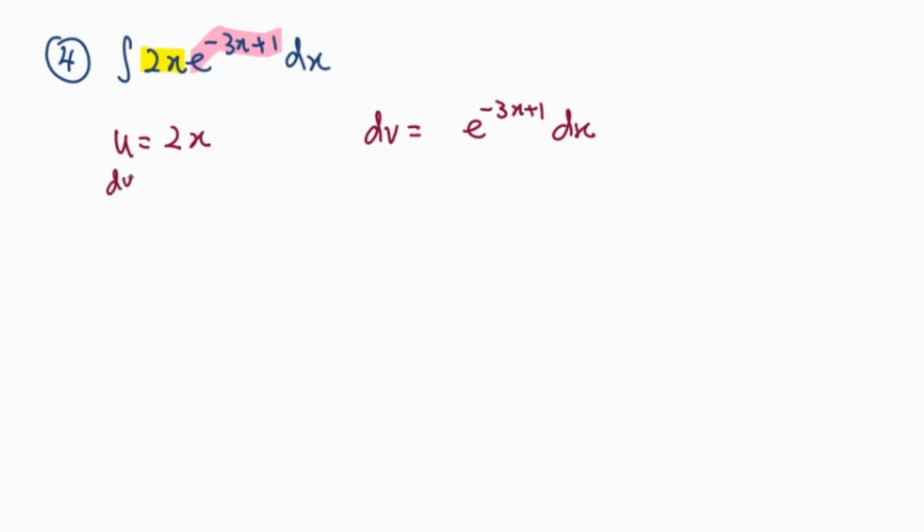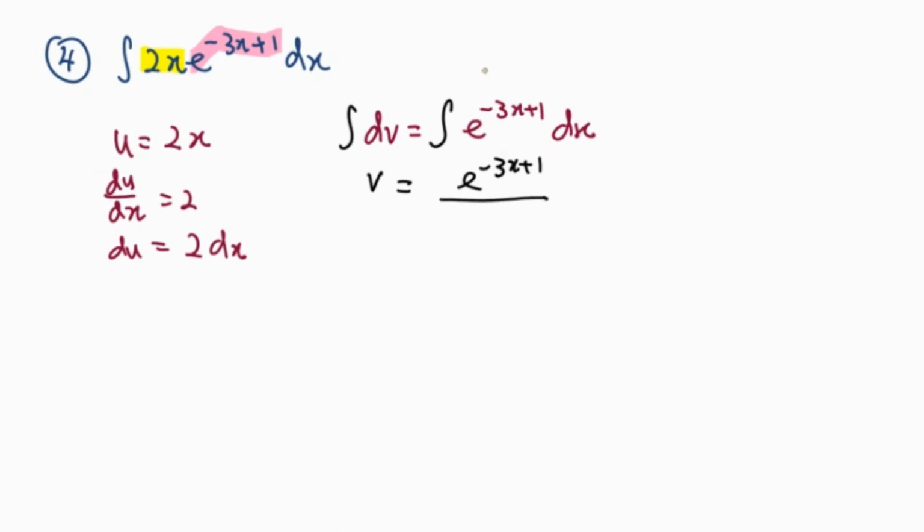Therefore, for u, we differentiate u with respect to x, which is 2, and we need to obtain du. This is 2 dx. Meanwhile, for dv, we integrate both sides, so this equals v. To integrate an exponential, copy back the expression, then divide by the coefficient of x, which is negative 3.